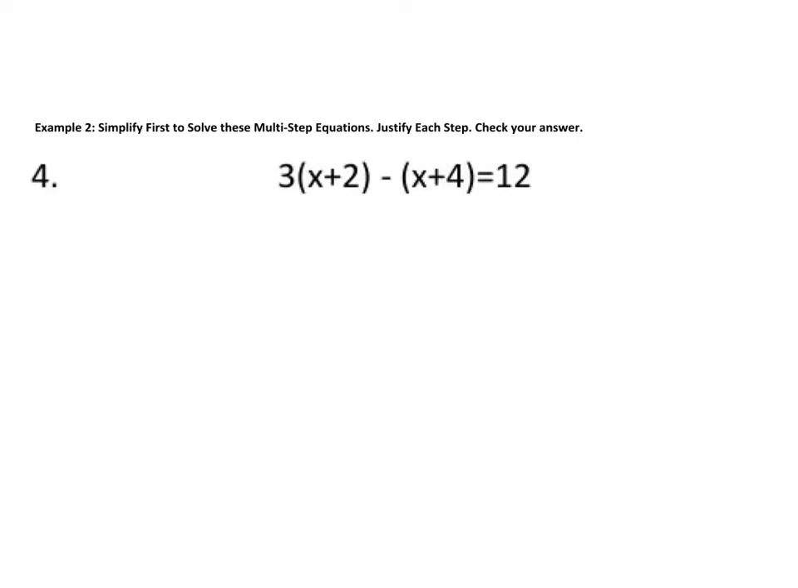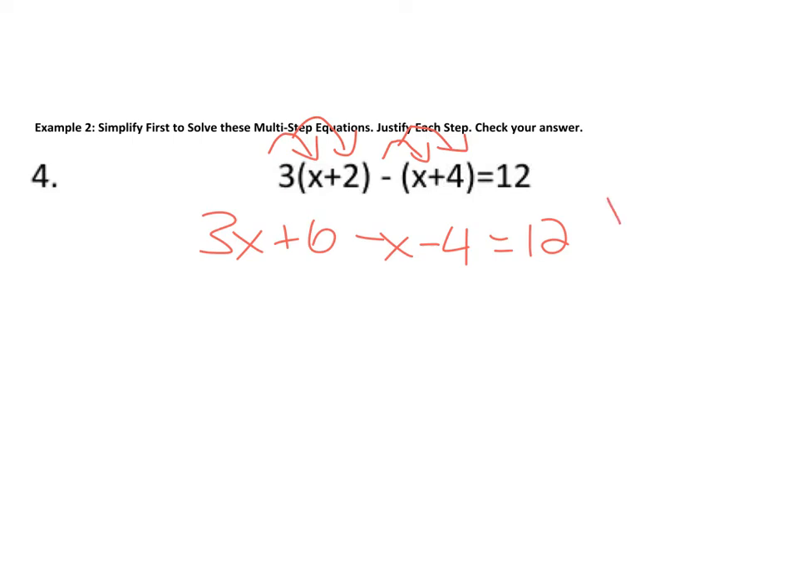Our last example of the day, looks like we have two things to distribute. The first half of this, make sure we're distributing that 3 times x, 3 times 2. And then when we have this negative, be careful. We do need to distribute that negative sign. So negative times a positive, negative times a positive, gives us negative 4. And then it allows us to simplify. So we did the distributive property.